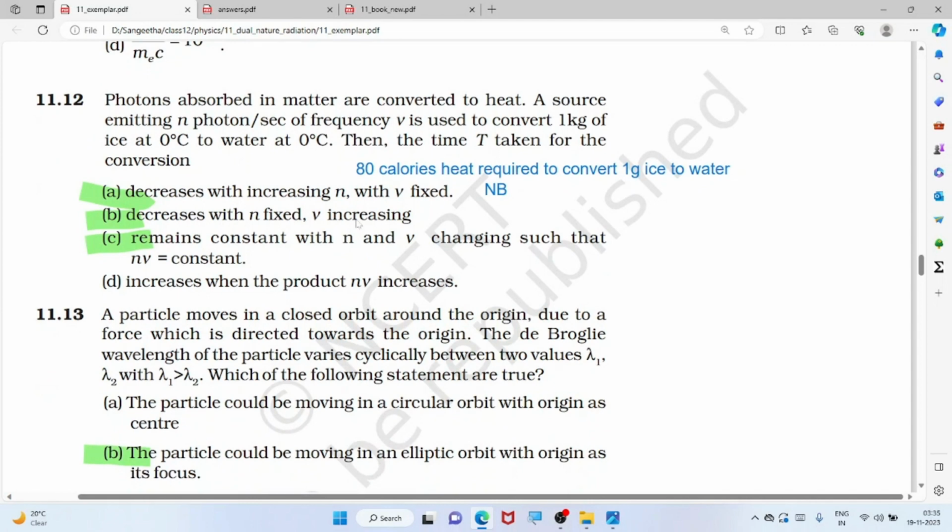Photons absorbed in matter are converted into heat. A source emitting n photons of energy hν per second is used to convert 1 kg of ice into water. Find the time taken for the conversion. To convert 1 gram of ice into water, we need 80 calories. I took this from the net; it is not given in the book, maybe given somewhere. Based on that we have to compute the time.